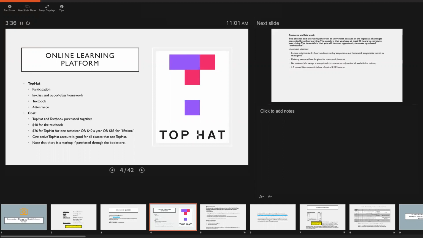The rep is working out something on that. You can use one active TopHat account for all of the courses that require TopHat. So if you take another course with me, for example, in the spring, where we will use TopHat again, you can use the same account.